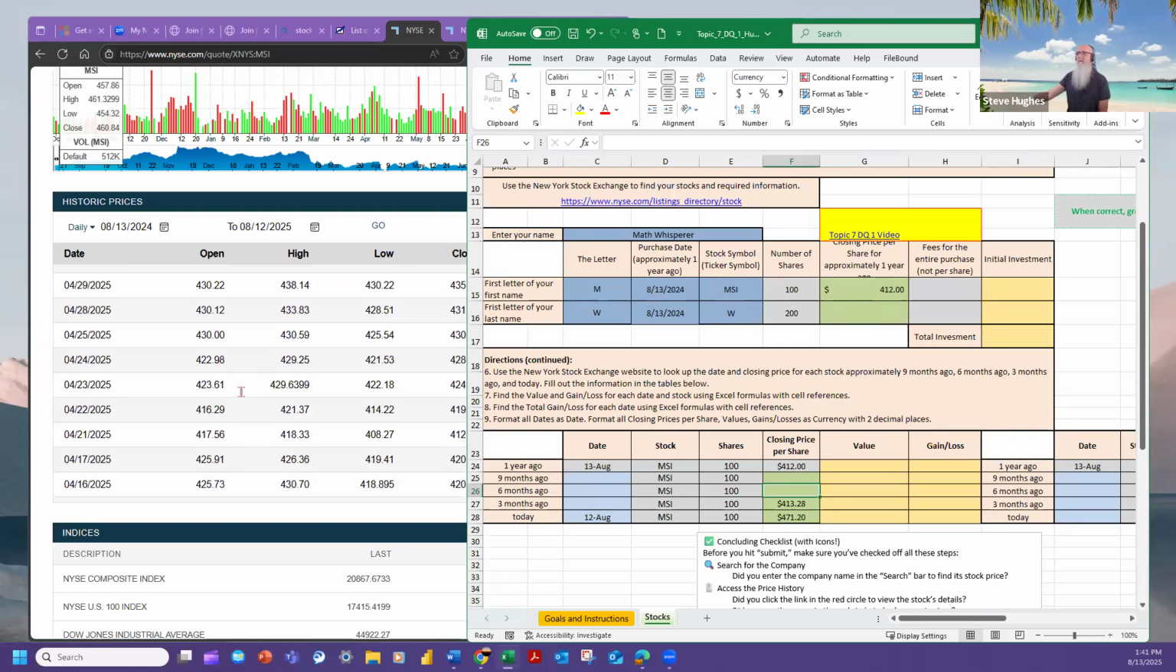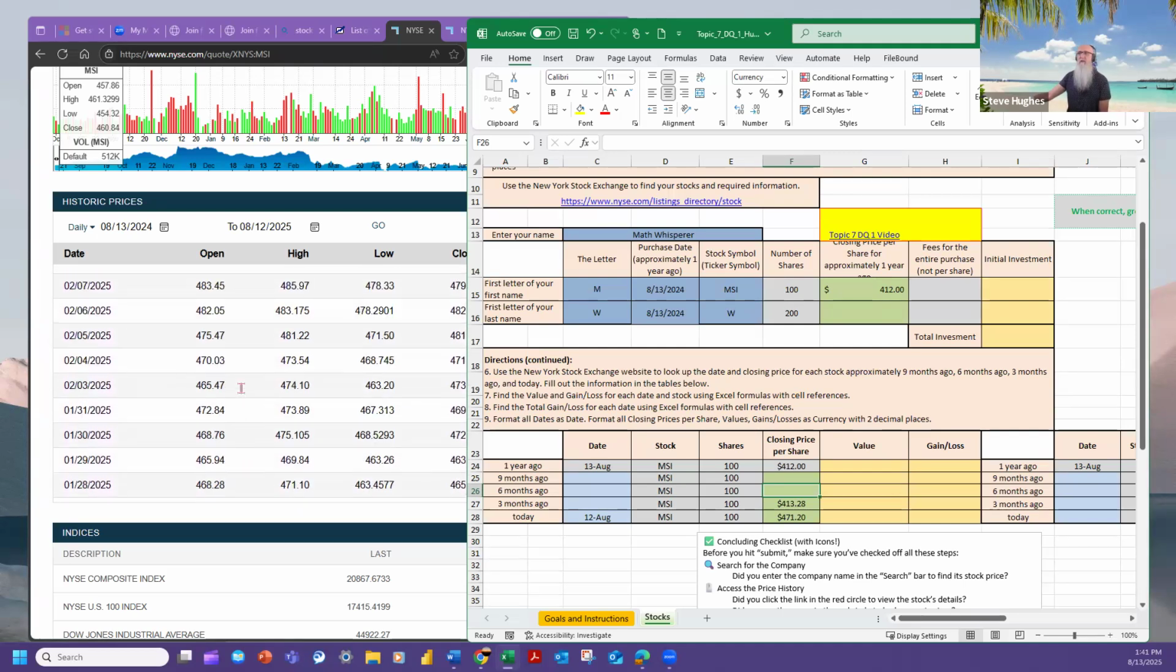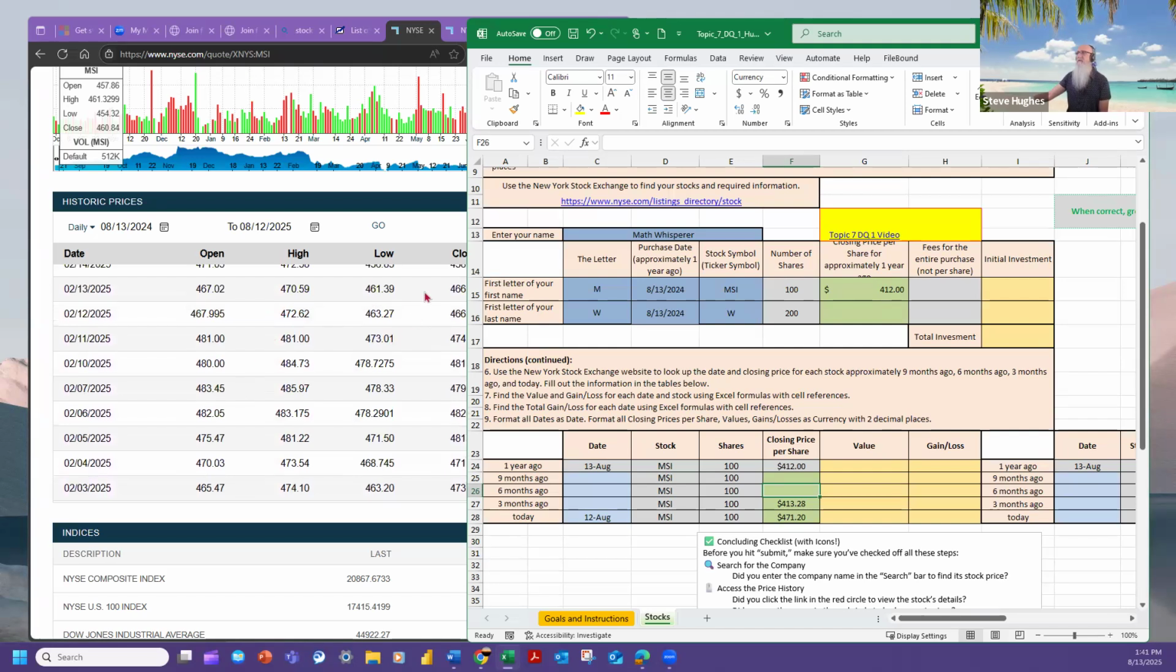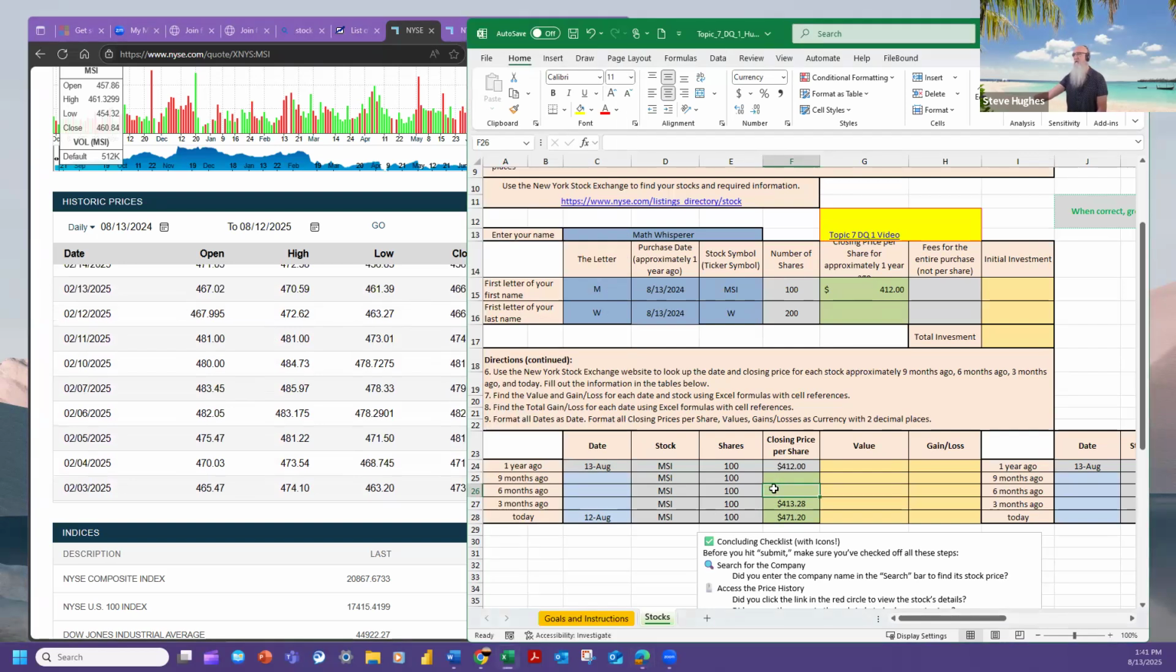Now, 6 months ago would put me at 2. That would be February. So February, as close as I can get to the 13th. There it is. The closing price was 466.05. Wow, this had some volatility.